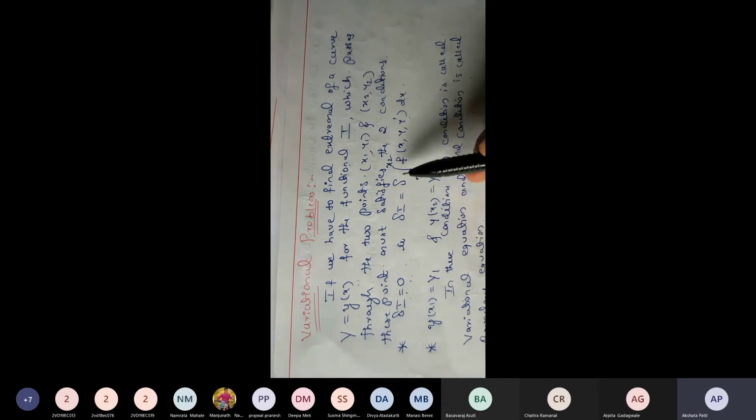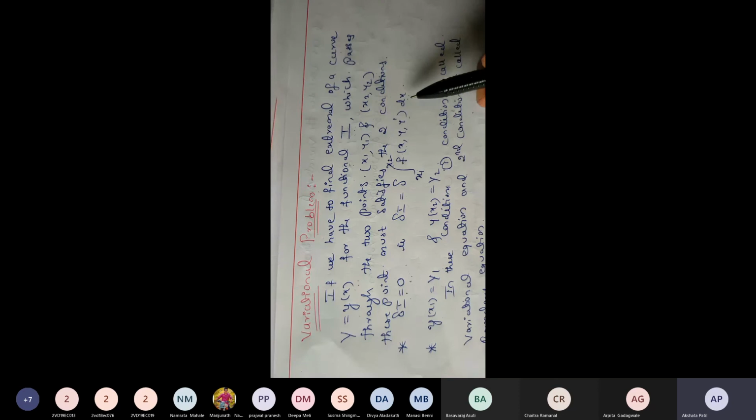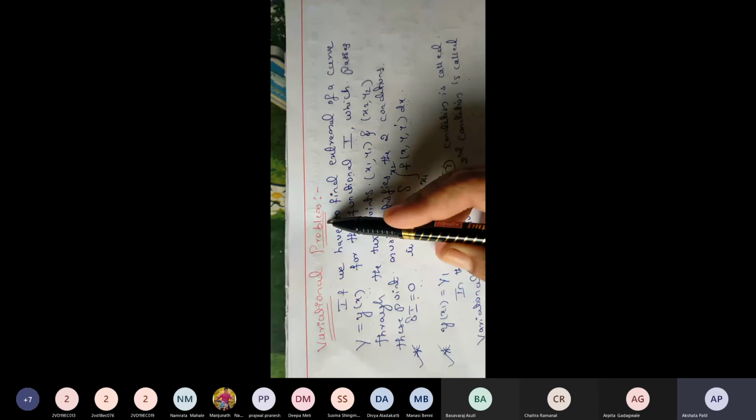So first condition is what? Delta I equals 0. Delta I equals delta of the integration over x1 to x2 of f of x, y, y' into dx. And the second condition they have given, y of x1 equals y1 and y of x2 equals y2. In these two conditions, condition number 1 is called the variational equation, and condition 2 is called the boundary equation.